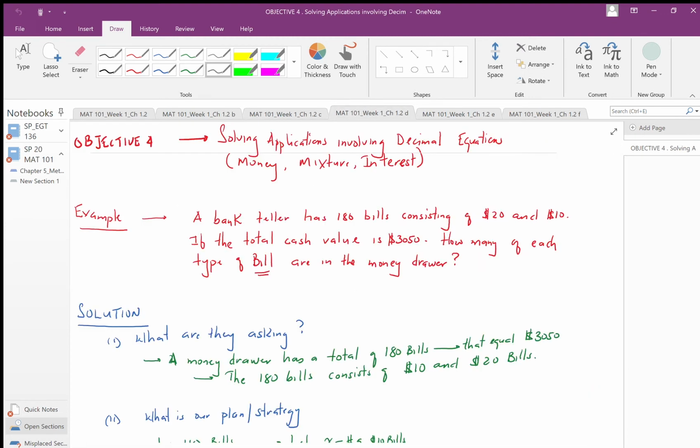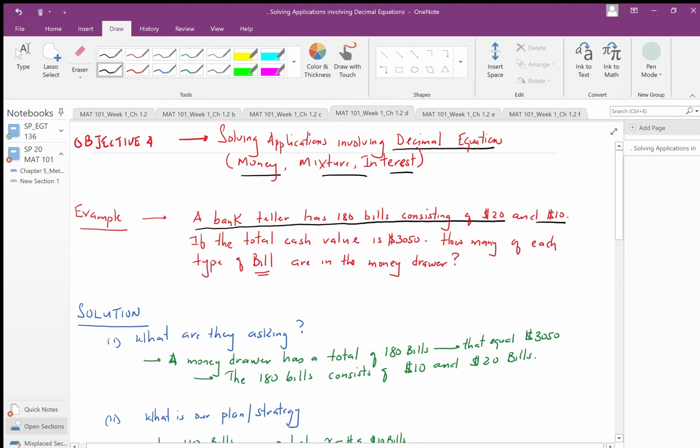Let's look at another application of word problems. We want to look at mixtures, money, mixtures, and interest. Okay. So a bank teller has 180 bills consisting of $20 and $10. If the total cash value is $3,050, how many of each type of bill are in the money drawer?